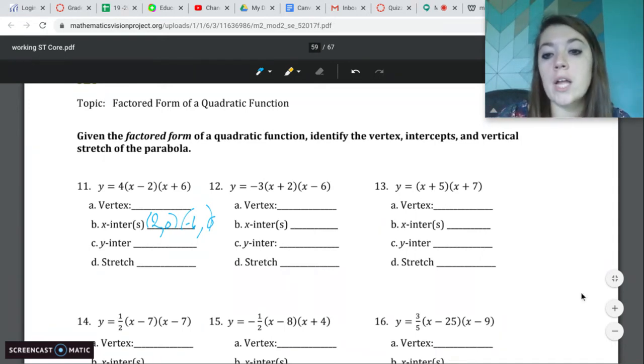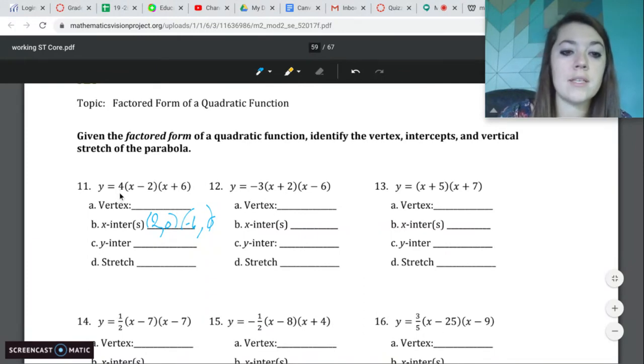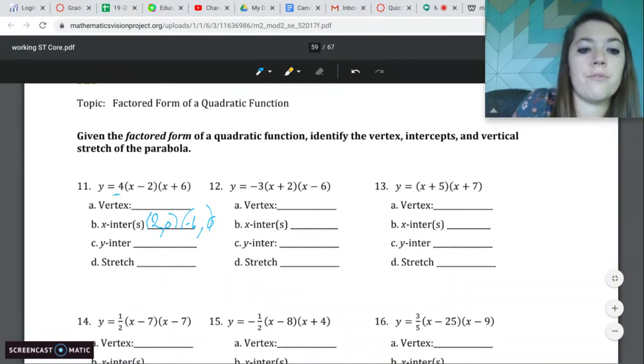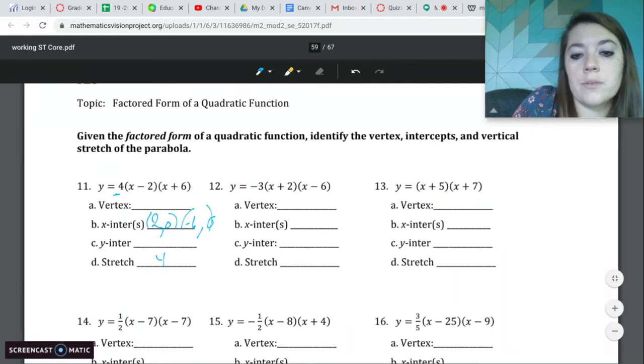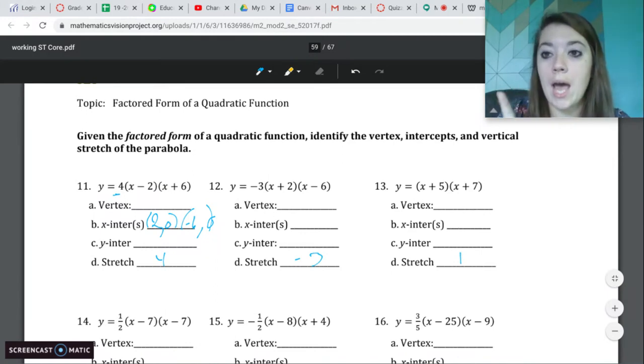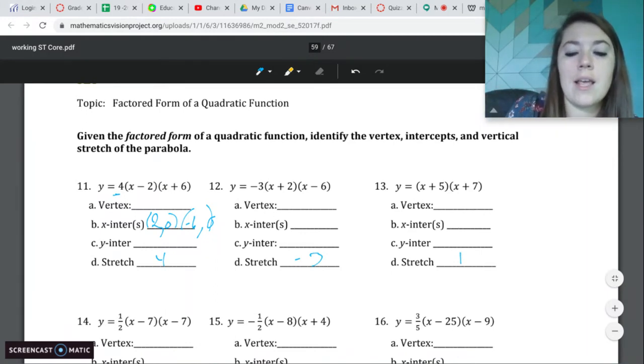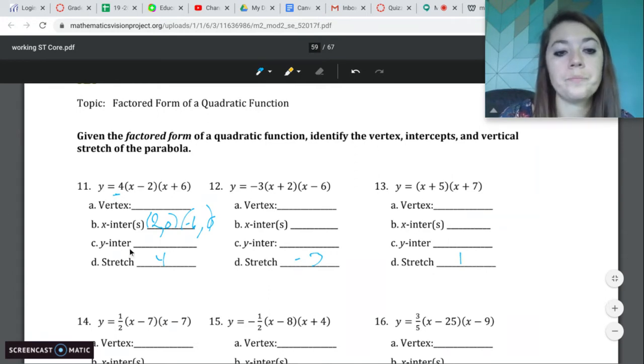Now, the stretch is probably the easiest thing to find in all of these. It's whatever the number is in front of our equation. So in this case, it's 4. In the next one, it'd be negative 3. In the next one, there's nothing there, but that just means it's a 1, not a 0. If you put a 0, it cancels everything out. So it is not a 0, it's a 1.